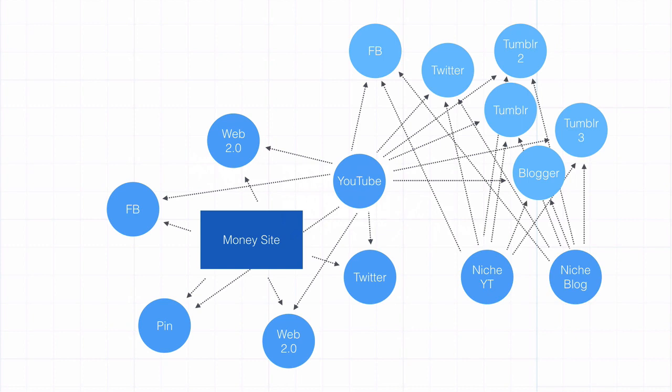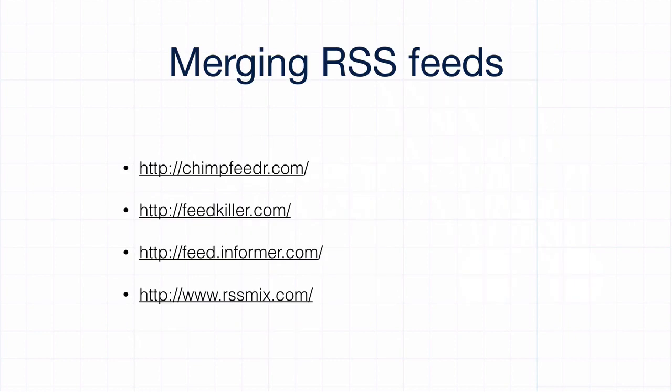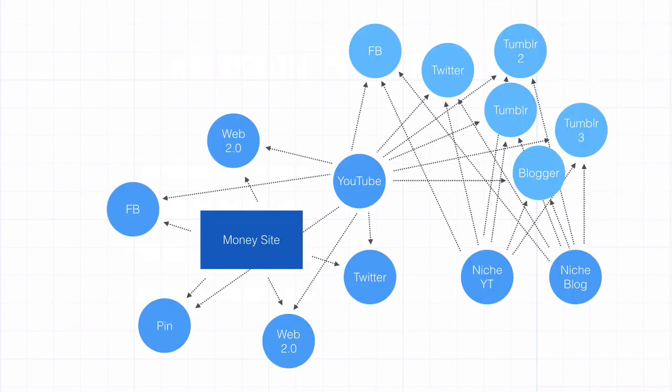So as for doing that, what you want to do is merge RSS feeds. You can do this with Chimp Feeder, Feed Killer, Feed Informer, RSS Mix. There's numerous tools there. Just Google merge RSS feeds if you like. But I've used Chimp Feeder before. It's a really cool tool. And basically, guys, this allows you to merge the RSS feeds. You can grab the RSS feed from your YouTube channel, from another YouTube channel, and from a niche blog and all sorts of stuff. And you merge these into one RSS feed.